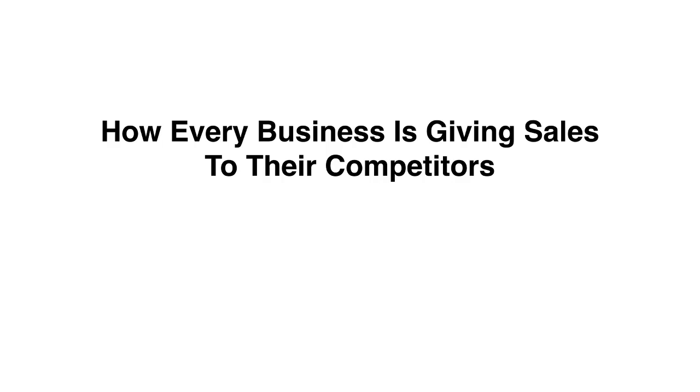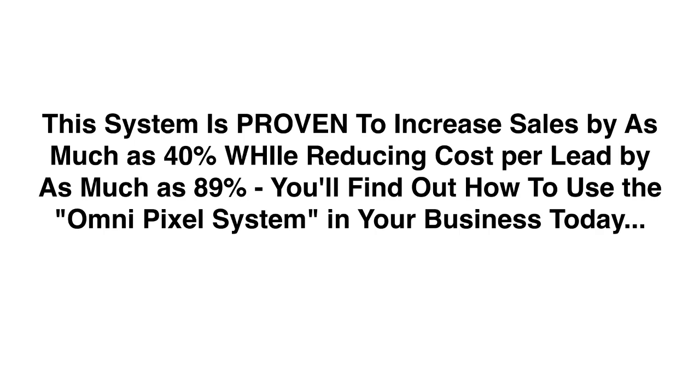We're going to be talking about how every business is quite literally giving sales to their competitors. We're going to be talking about a system today that is proven to increase sales by as much as 40% while reducing our cost per lead, how much we're paying for a single lead, by as much as 89%. And you guys are going to figure out today how to use this OmniPixel system in your business. My goal is simple: to give each and every one of you an unfair advantage for your business. And that's what we're going to do on today's training session.